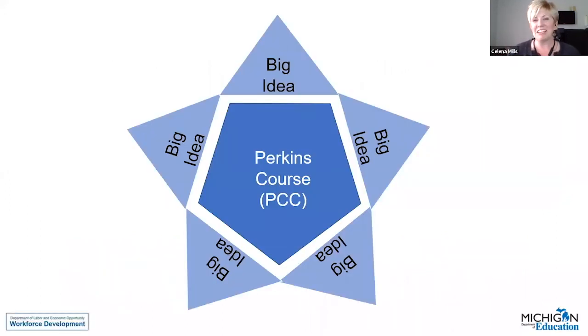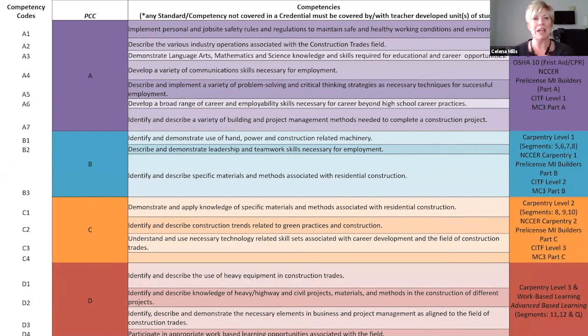So basically it looked like this. They took those big ideas and put them together to create a PCC. I apologize, I know this is a little bit small, but I want to explain this graphic. This is a shortened version of what you're going to get to look at. But in general, each color is a PCC or a PERKINS course. And again, these are for reporting purposes, so you don't have to deliver them exactly as they're written. And I'll show you those options.